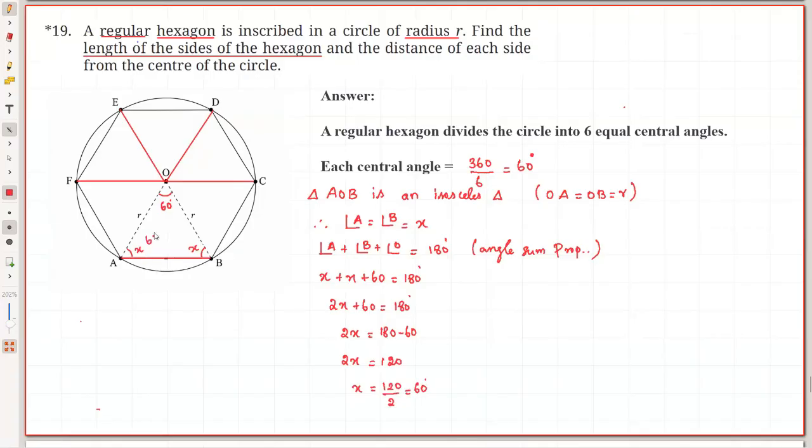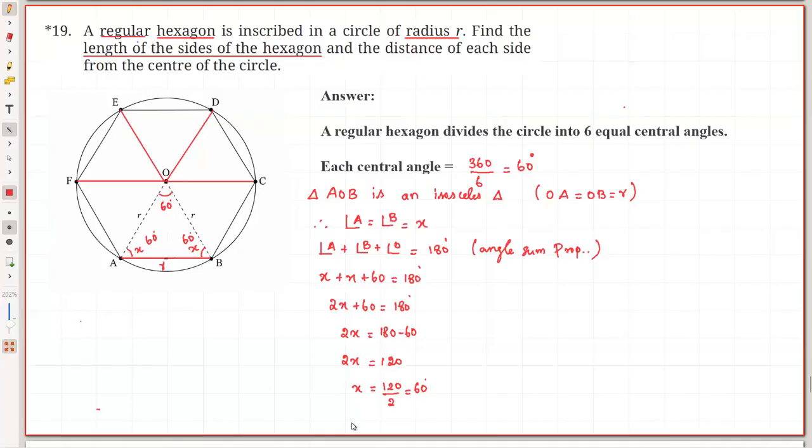That means this is also 60, this is also 60. Now all the angles are equal. In a triangle, if all the angles are equal, then this is called an equilateral triangle. First I had taken AOB as an isosceles triangle, now we have proven AOB is an equilateral triangle. In an equilateral triangle, all the angles are equal and all the sides are equal. Therefore, AB is also R. The length of AB is going to be the radius. This also R, this also R, this also R. That is the answer for the first one.